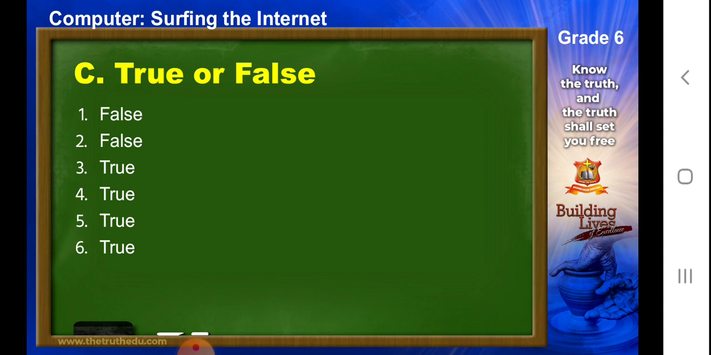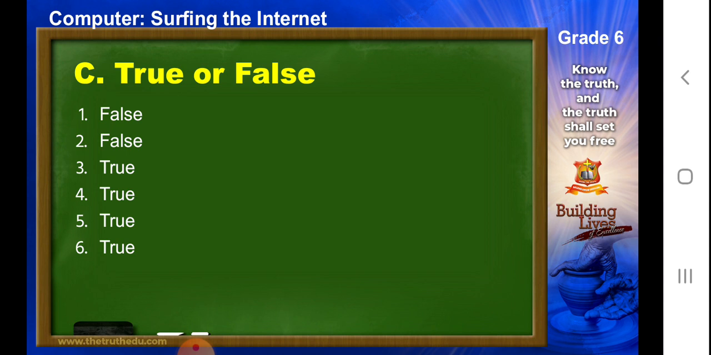Moving to the next one, a URL is made up of three parts. The answer is true. The opening page or the main page of a website is called the home page. Similarly, as we did in the tick the correct option, the answer is true. It is the home page.